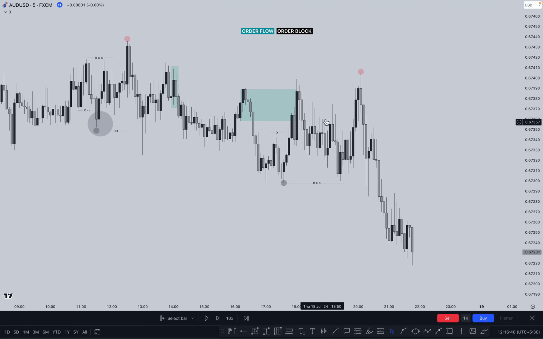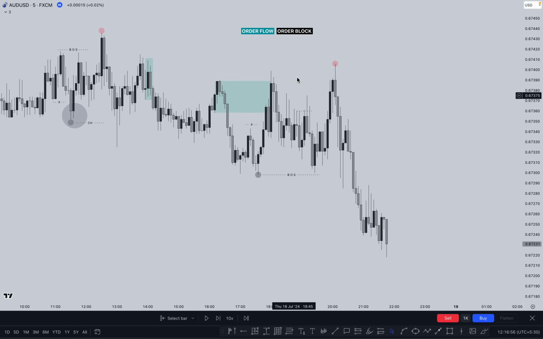Break the structure, sweep this one, and take a lower time frame entry here to create multiple buying and selling setups. You don't need to focus on this one. I'm just showing you from the higher time frame perspective, and then you can use the lower time frame structure here.